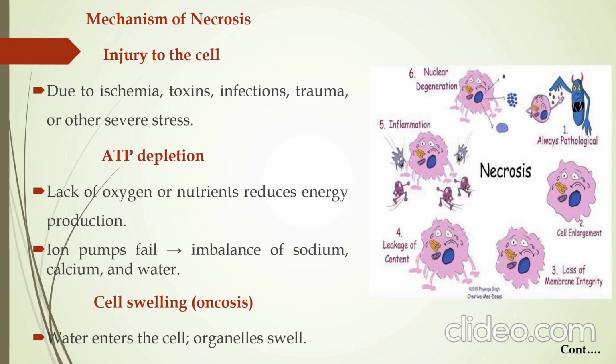Now we'll move on to the mechanism of necrosis. The general mechanism of necrosis begins when a cell is exposed to severe injury such as ischemia, toxins, infection or trauma. These stresses lead to ATP depletion, which disrupts ion pumps and causes cell swelling due to the influx of water and sodium.